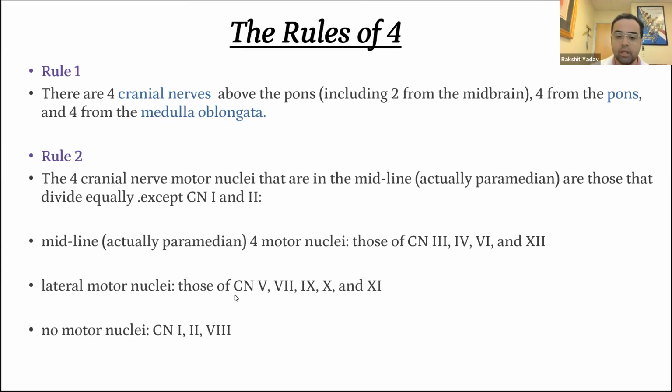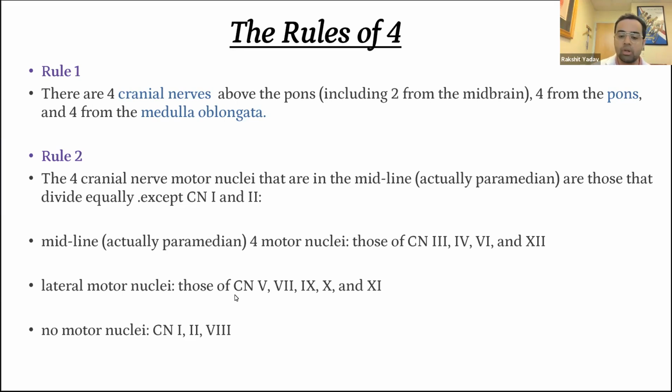I hope I'm clear. Then the second rule is the four cranial nerve motor nuclei that are in the midline, actually the paramedian nuclei, those that divide equally, except cranial nerves 1 and 2. So the four midline motor nuclei are third, fourth, sixth, and 12th. Third is your oculomotor, fourth is your trochlear, sixth is your abducens, and 12th is your hypoglossal.